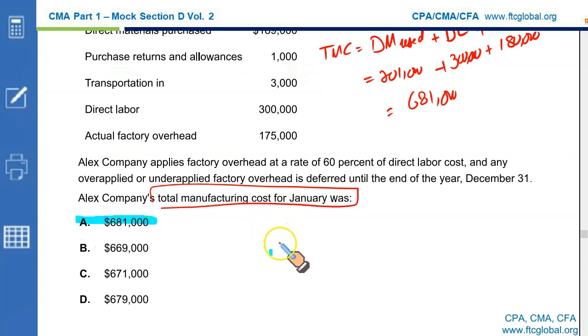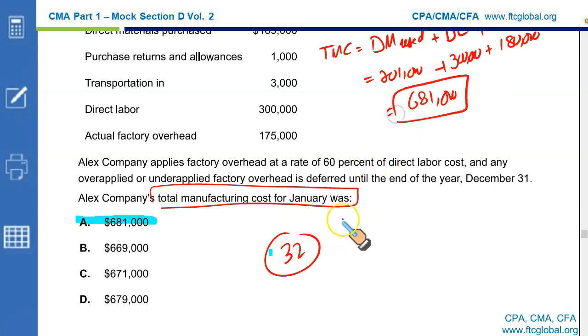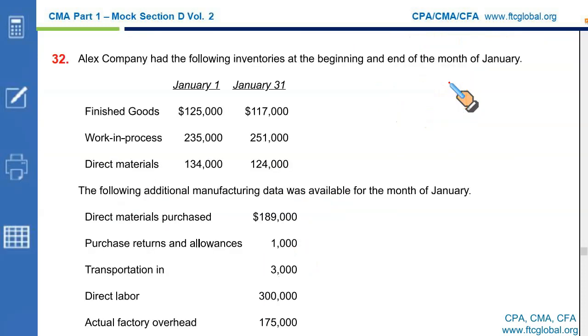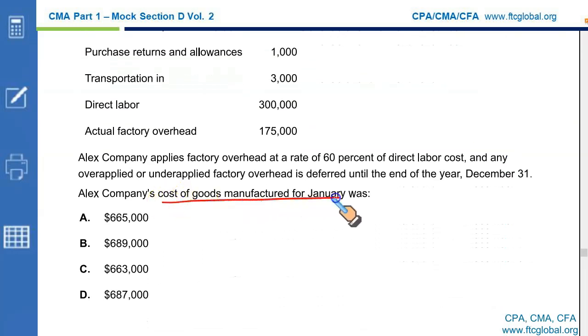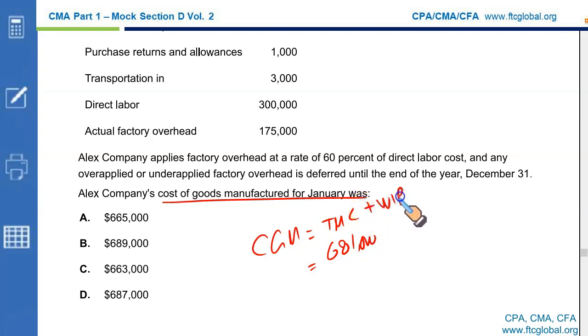Next question, number 32, would use the same information. It would require you to calculate the cost of goods manufactured, and you will use this total manufacturing cost there. Let me take you there to question number 32. Same question, but this time you need the cost of goods manufactured. Remember, cost of goods manufactured is equal to total manufacturing cost, which we calculated just now, 681,000. And to this you add your work in process opening and you deduct your work in process closing.